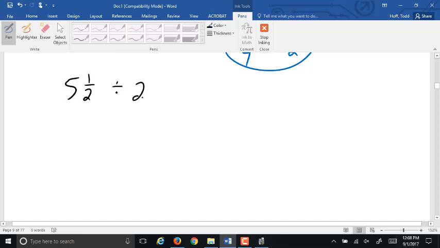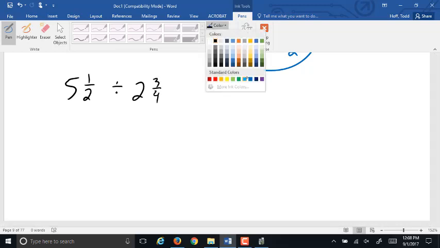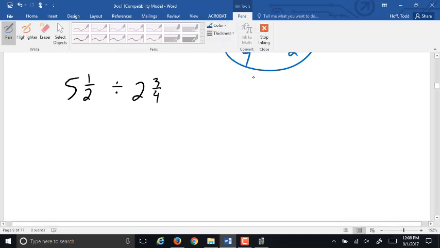5 1/2 divided by 2 3/4. Since we are going to turn this into multiplication, we're going to take a reciprocal and multiply. It makes sense that we're going to do the same thing we did with multiplication, and that is make them into improper fractions.